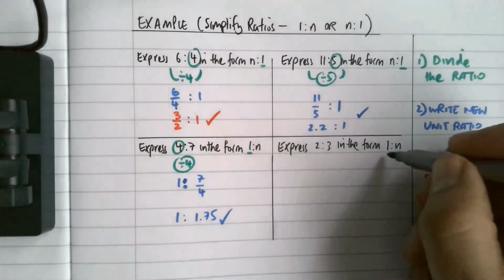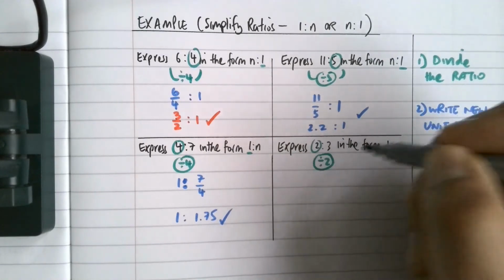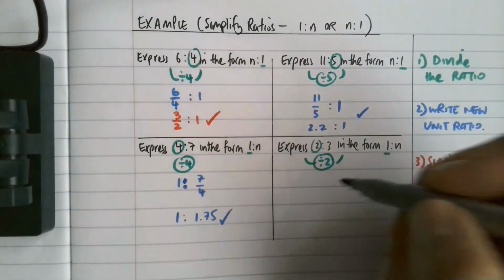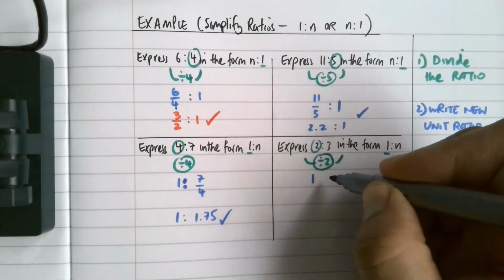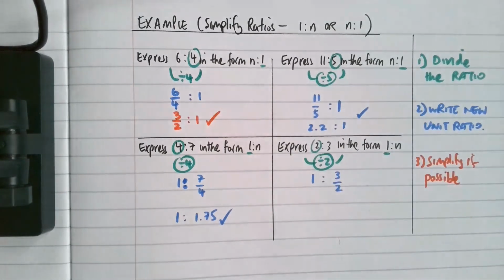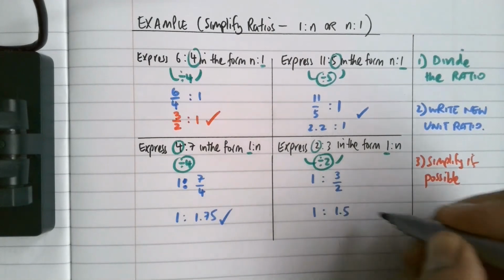And for the last ratio, we've got 2 to 3. Where the 2 is, that has to go down to 1. So we're going to find the unit ratio. So we divide both parts by 2, we get 1 to 3 over 2, which is the same as 1 to 1.5. And that is the unit ratio.